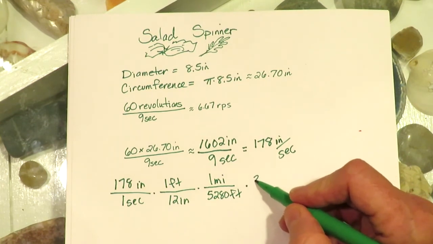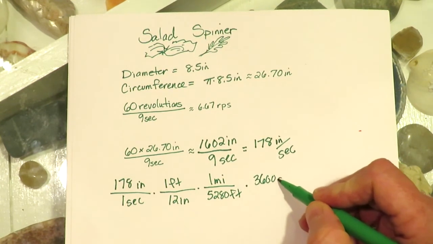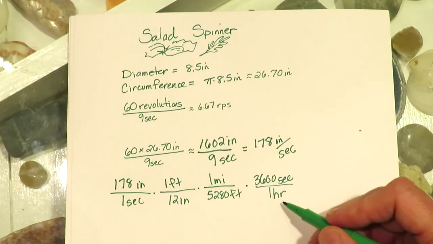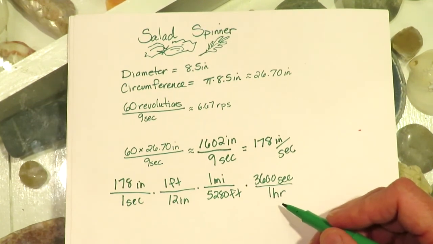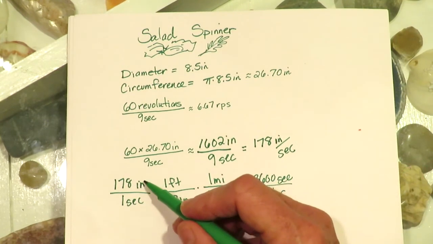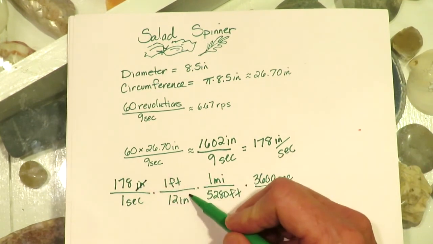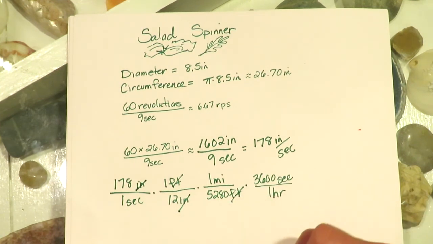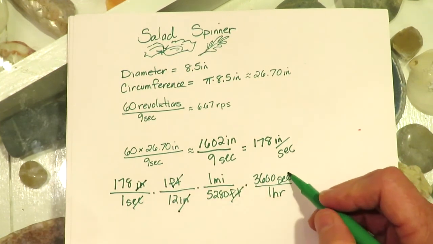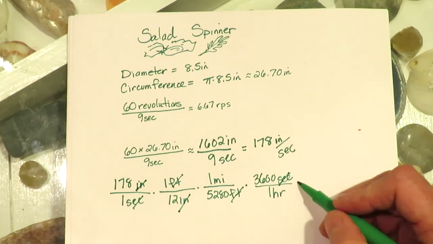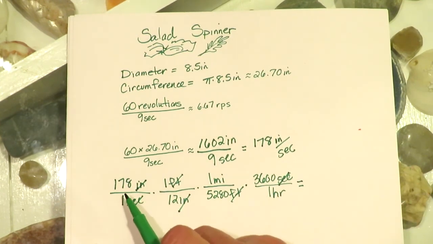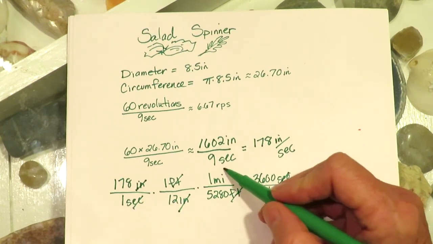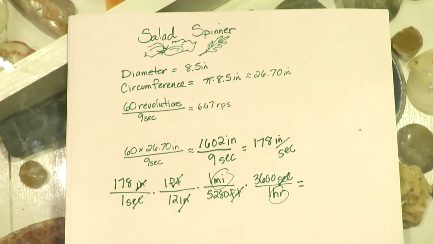And there are 3,600 seconds in 1 hour. And notice I now have hours in the denominator. That's the unit of time I'm striving for. So the unit of inches divides out the unit of inches. The unit of feet divides out the unit of feet. The unit of seconds divides out the unit of seconds. And I now have all of my fractions that I can multiply together, leaving me with miles per hour.